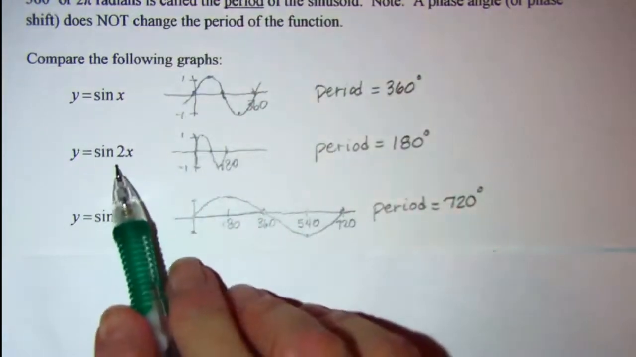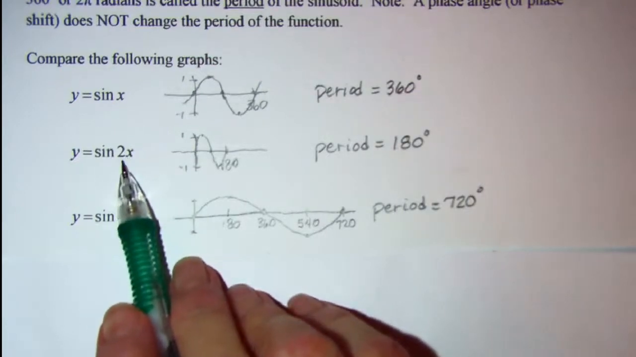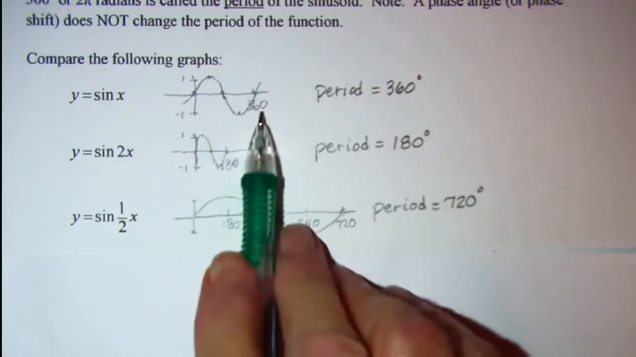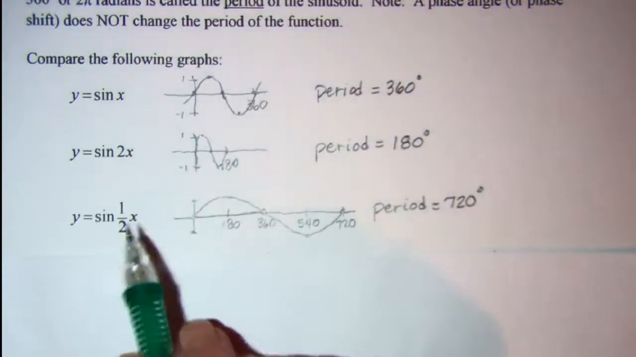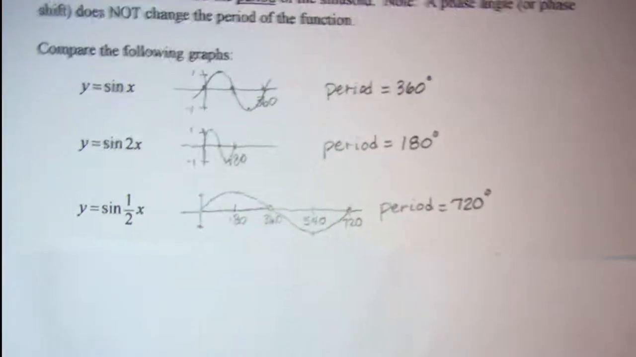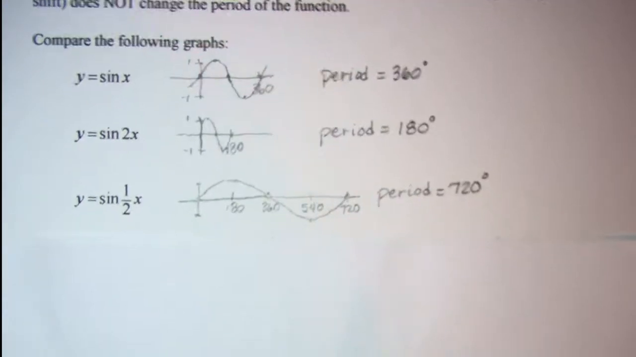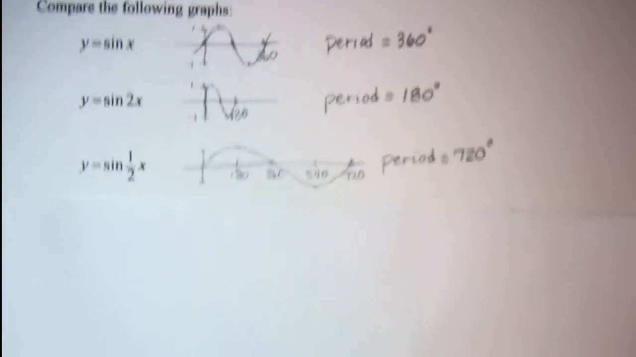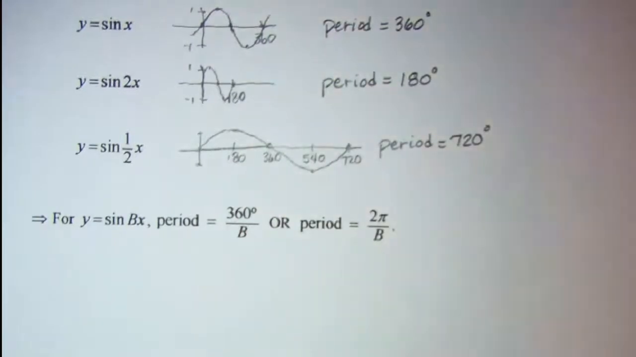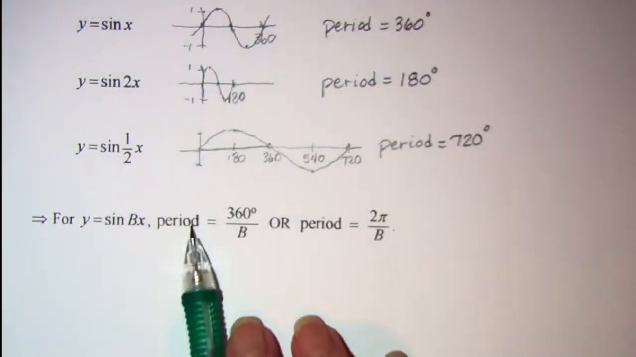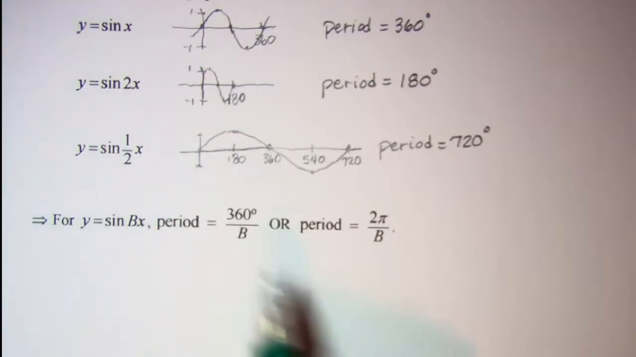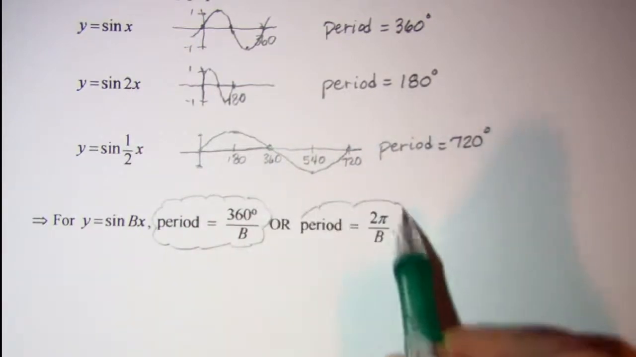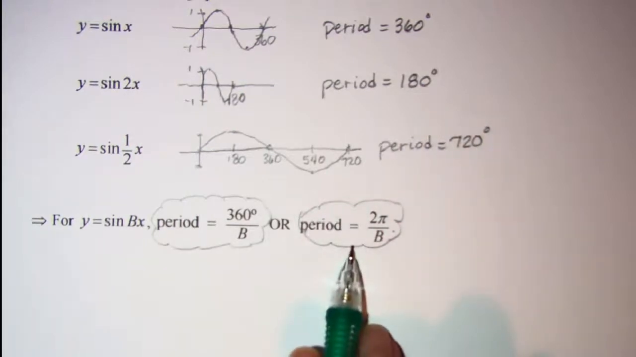So we can use this coefficient of the argument to tell how many curves are being done in the normal 360 degrees. But there is a formula that'll help us, and it's useful because it's not always so easy to see how many curves we have done. So our formula is period is equal to 360 degrees divided by b. So this is something that you want to remember. If you're working in radians, you'll use this one.